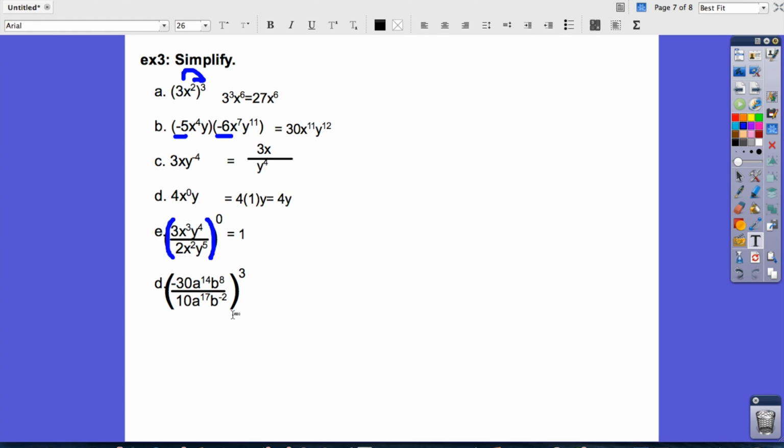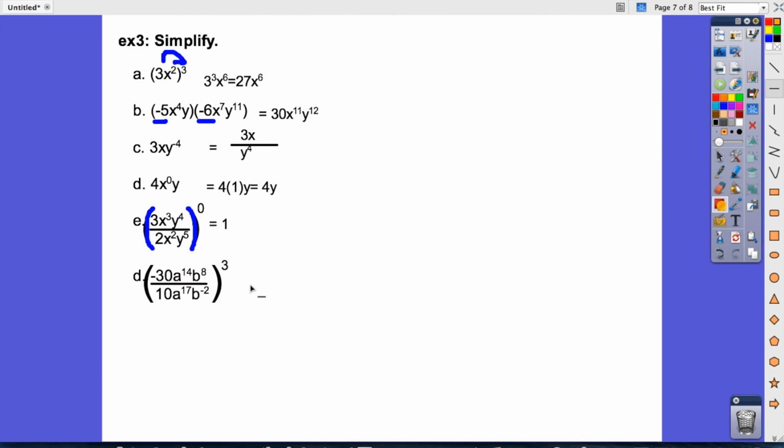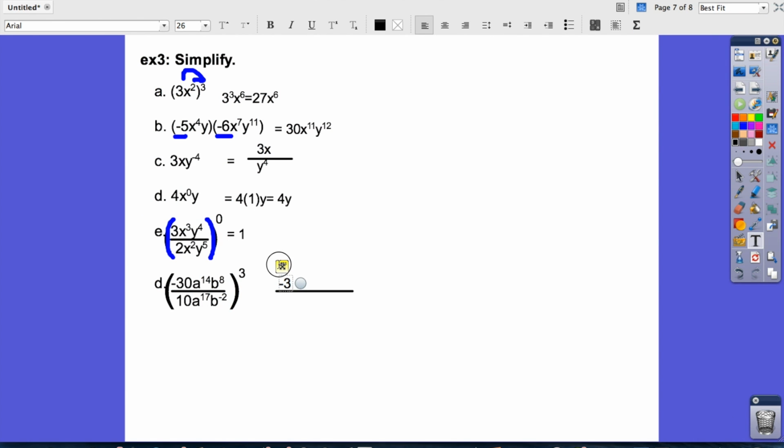Part D, simple. They're all simple. Just do it piece by piece. So again, I see some negative exponents in here, so I'm going to start with a fraction bar. So here's our fraction bar, and we're going to start to simplify. We have negative 30 divided by 10. Well, that's negative 3. And then we have a to the 14 divided by a to the 17. Well, that's a to the negative third power. Notice that I kept that negative third power there. We subtracted the top minus bottom, and we got negative 3.